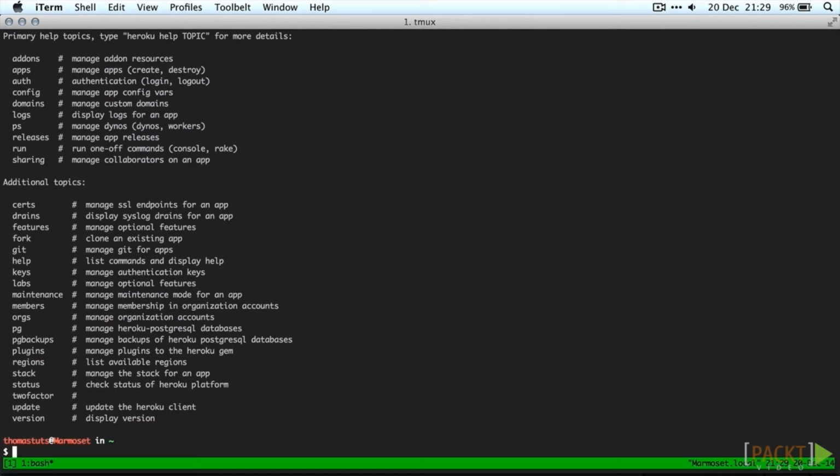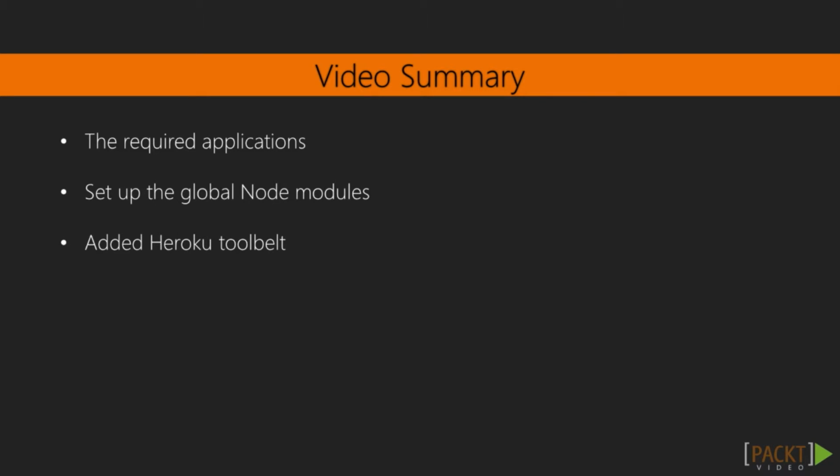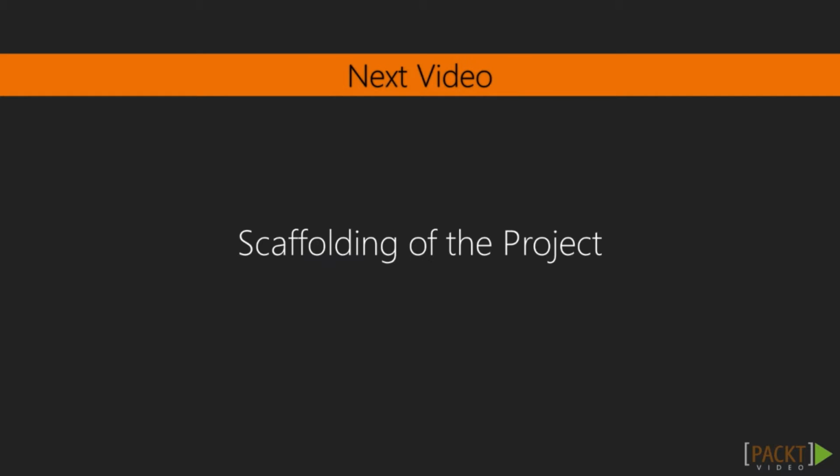So what we've done so far is installing all of the required applications that we need for our environment. We've set up some global node modules, which is going to make our life a lot easier for running Bower and Gulp commands. And finally, we've also added the Heroku toolbelt, which we'll use to deploy to Heroku. In the next video, we'll be scaffolding our project to get a good architecture before we actually start developing the application.